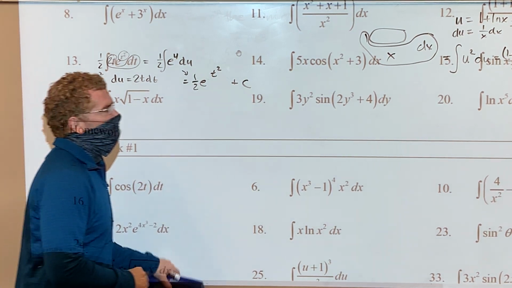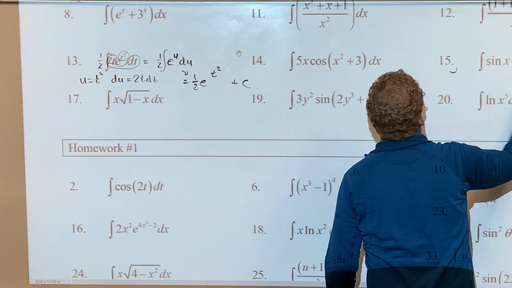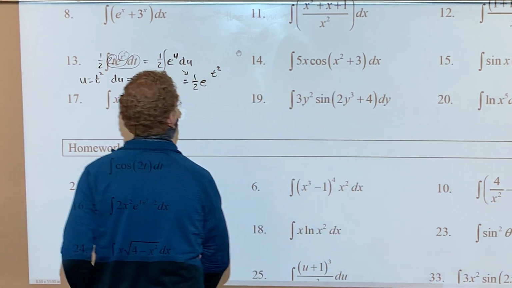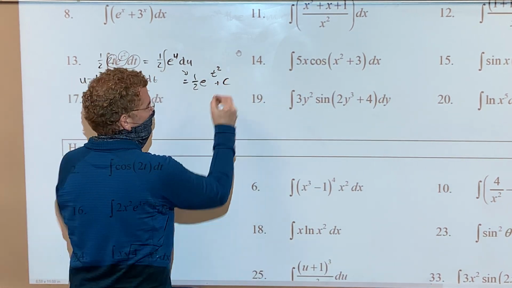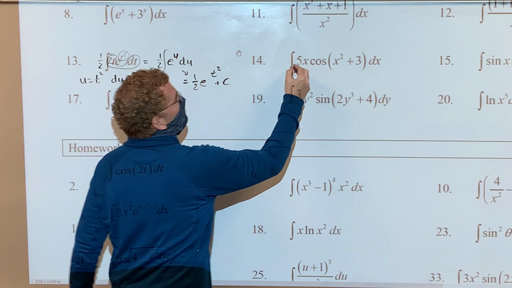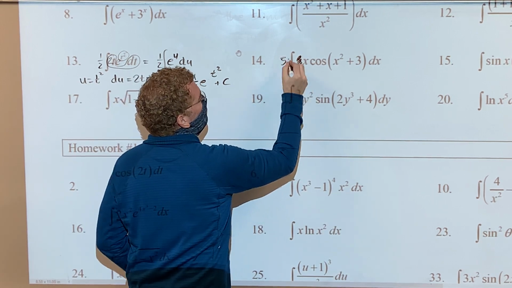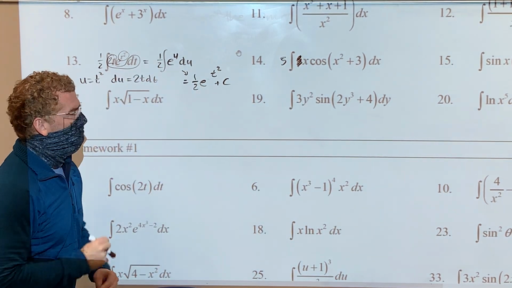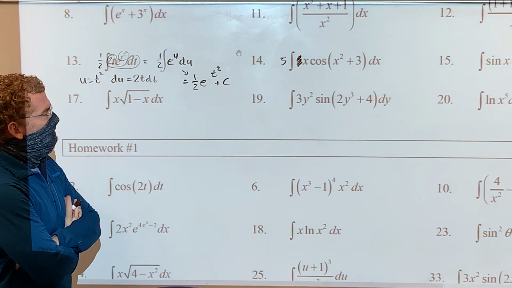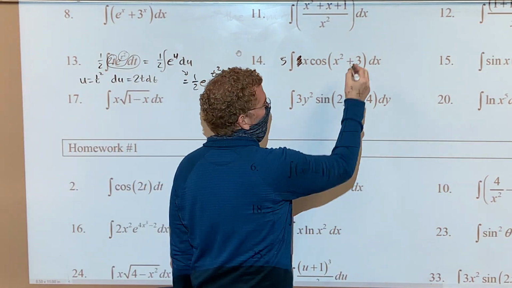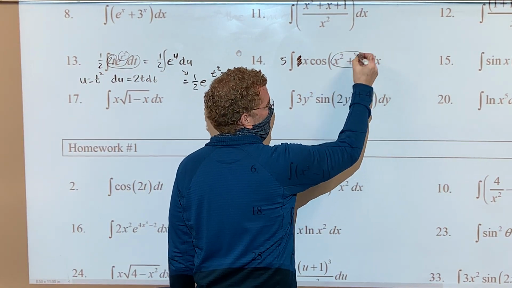All right, what about 14? Can you move the 5 out this way? If you want, it's a constant, and you're multiplying by it. Then u is x squared plus 3. So that's what I would do. And again, try to pick the part that has the biggest power.